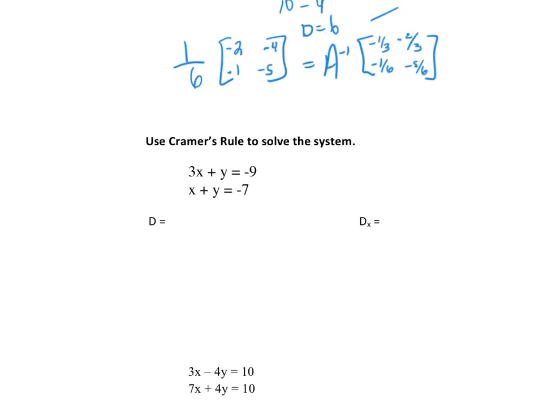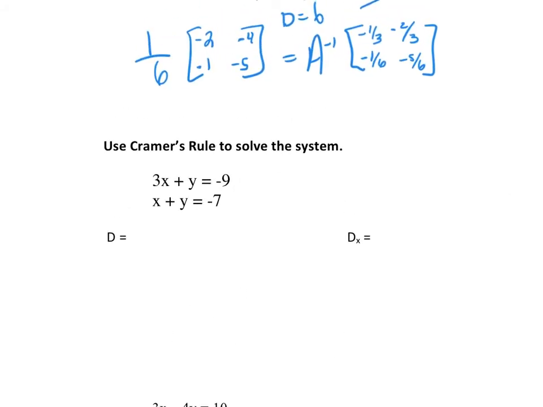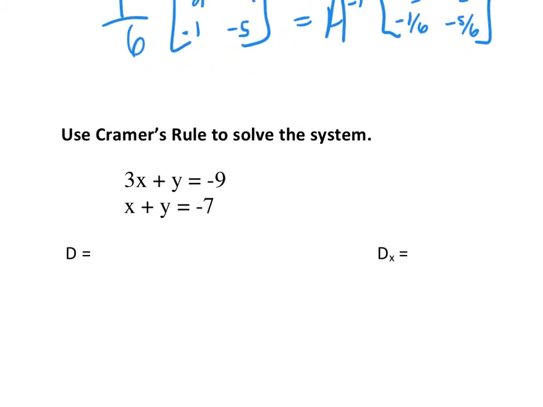All right, here they ask us to use Cramer's rule again. It's pretty straightforward and simple when you just have 2 equations. This process moves pretty quickly. Again, we're just practicing, so I'm going to write my augmented matrix. I'm going to write my coefficients of x, which are 3 and 1. Write my coefficients of y, which are 1 and 1. And my answers, negative 9 and negative 7.